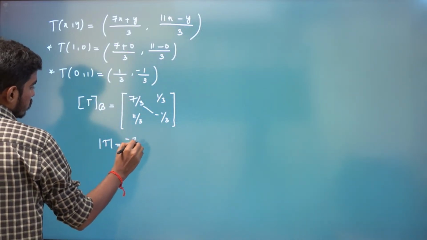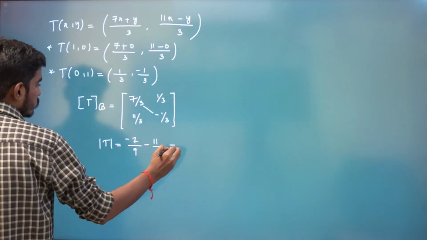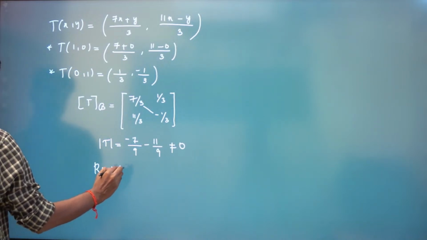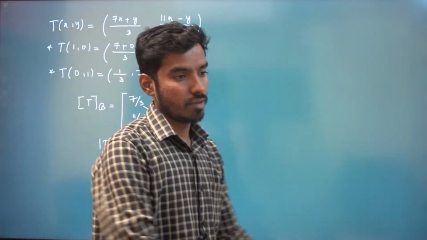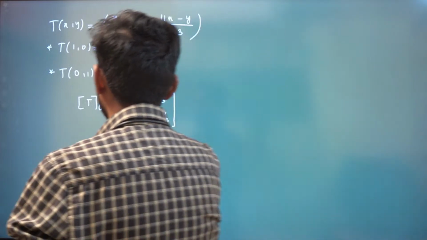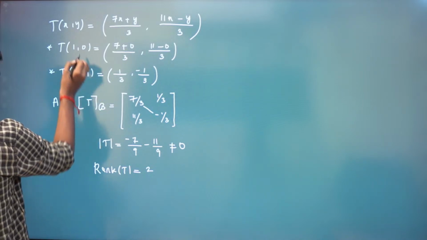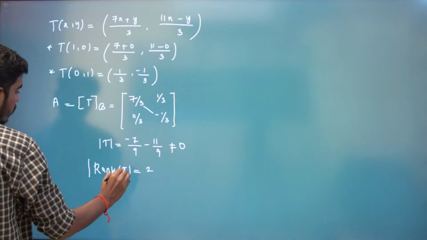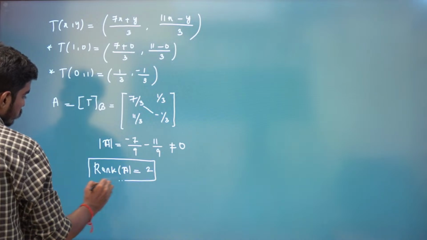So the determinant is not equal to 0. That means the rank of T will be equal to 2. If you reduce to row echelon form, you will not have 0 rows. Therefore, A is the matrix of T with respect to the standard basis. We need to find the rank of A. So rank of A is 2.